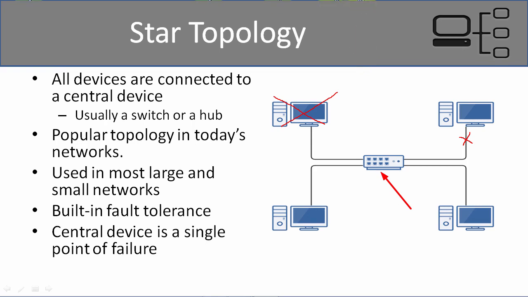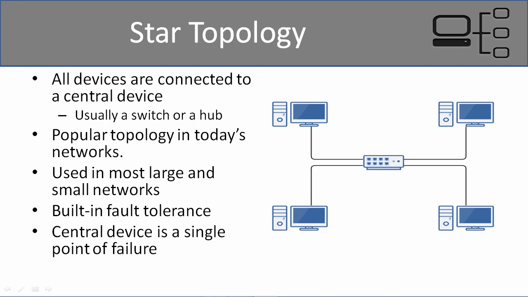But there is one major downside. And that major downside is that we have one central point of failure. And what that is, is our switch or our hub right in the center. So what happens if we have a failure here? If this goes down, then the internet connectivity or network connectivity to all these devices, it all goes down.